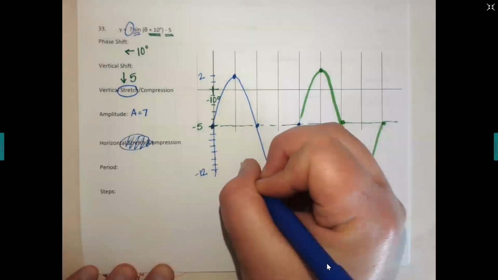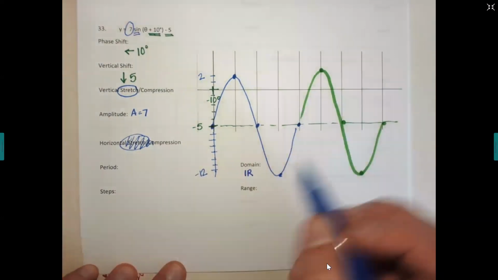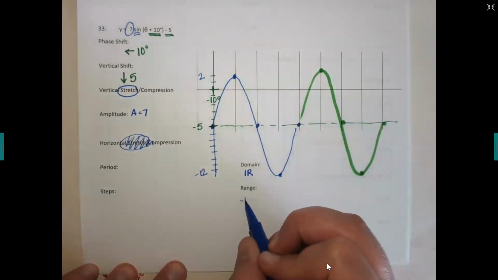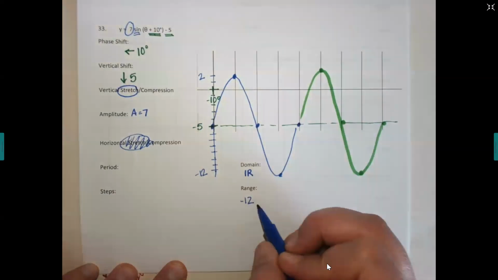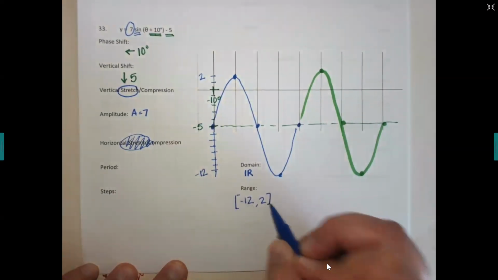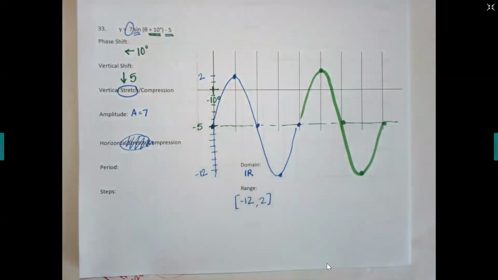Your domain is going to be all real numbers. Your range, the low point is -12, the high point is 2. Notice we're giving inclusive brackets because we do hit 2 and -12 over and over and over again. The only way those would be open is if they were asymptotes and we could never really get there.